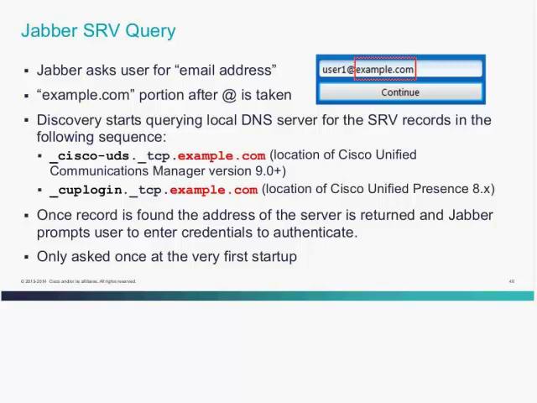For pre-9.0 versions, it used to append the same domain name to a different SRV record, which is _cuplogin._tcp. Please note that this is only a one-time process. It happens when the client logs into Jabber for the first time. Once the client has logged in and the DNS SRV request is resolved by the DNS server, the client caches that information and the subsequent requests are directly sent to the response that has been cached by the application.